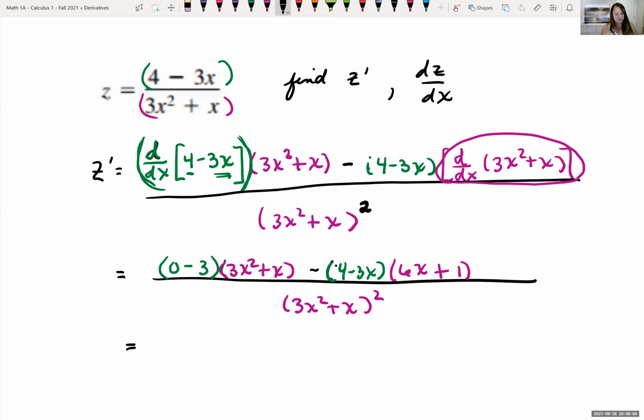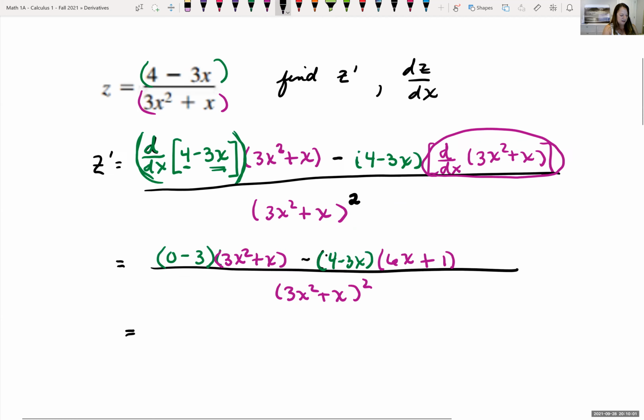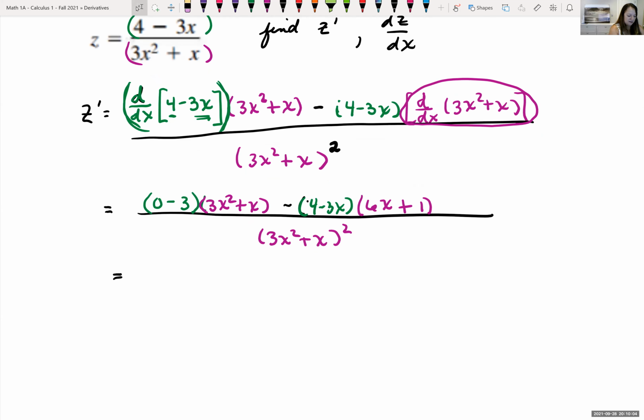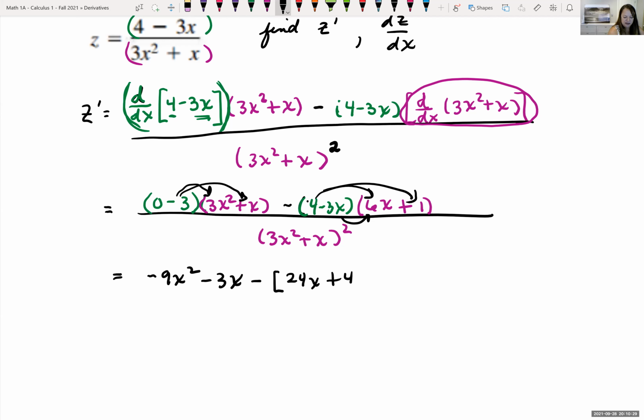Okay, so we want to expand and combine like terms. If we distribute our -3 here in the numerator to that parentheses 3x squared plus x, well, -3 times 3x squared gives us -9x squared. -3 times x gives us a minus 3x, minus, and I'm going to distribute here. 4 times 6x is 24x. 4 times 1 is plus 4. -3x times 6x is minus 18x squared. -3x times 1 is -3x.